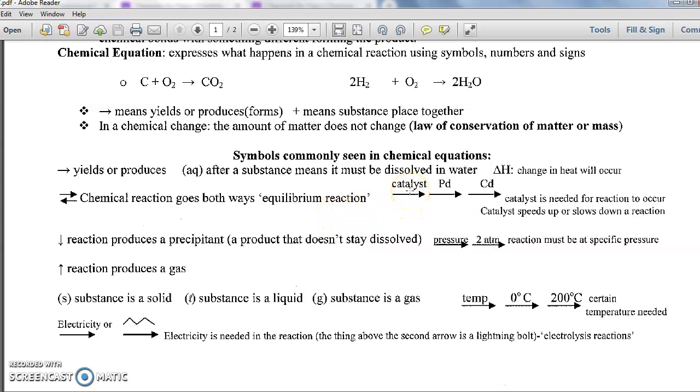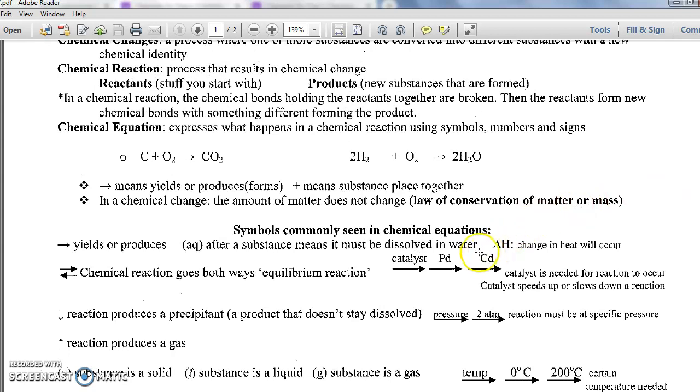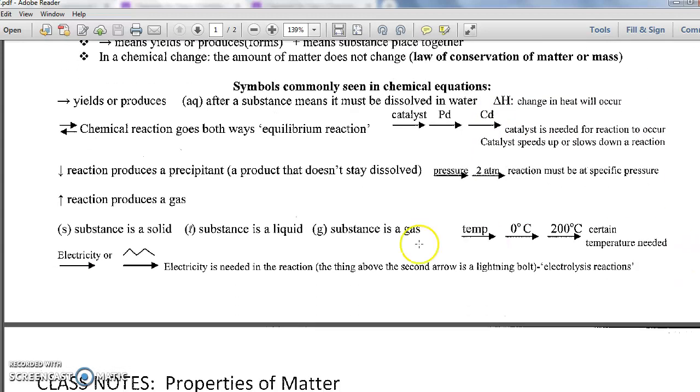If you see the word catalyst above an arrow, or a symbol such as Pd, palladium, or Cd, cadmium, if they write an element above the arrow, it can even be a compound. If you see a symbol or a collection of symbols or the word catalyst above the arrow, it means you need something to help that reaction occur. The reason they put it above the arrow is it is actually not doing something on its own. It's just helping the reaction to happen. Itself is not participating in the reaction.